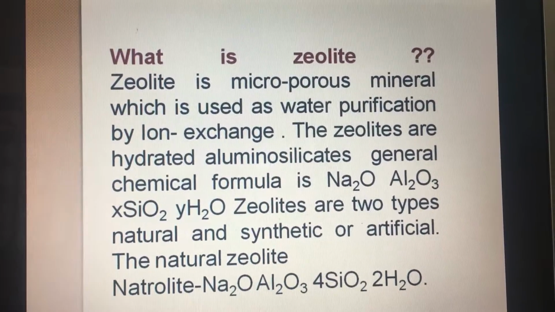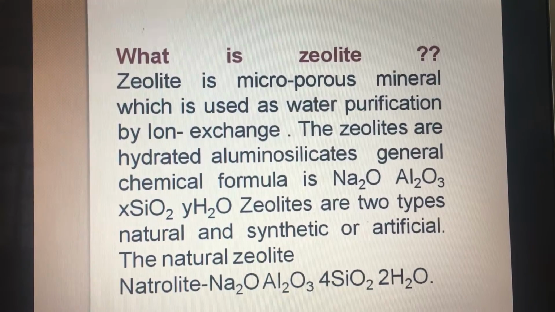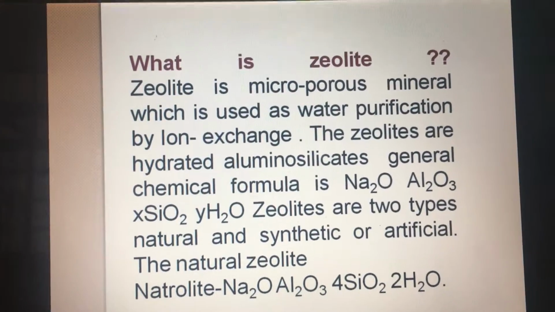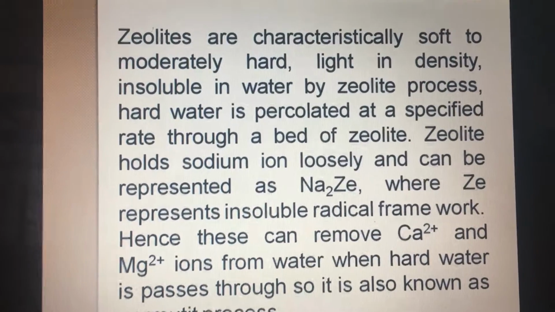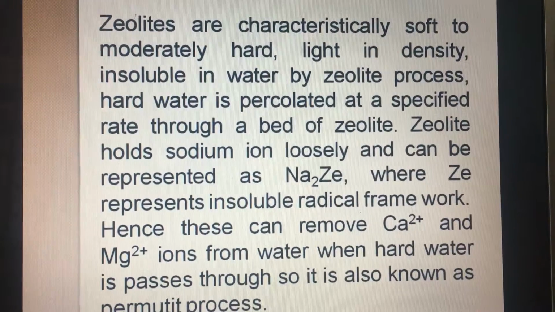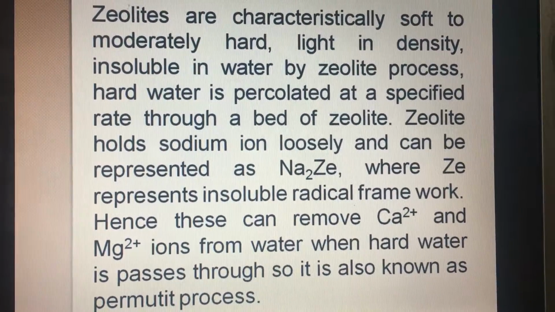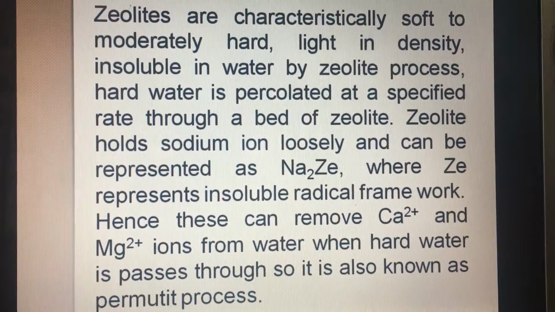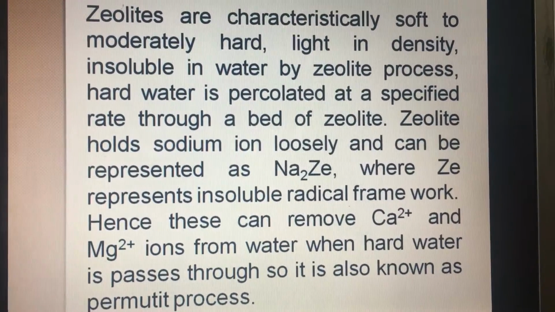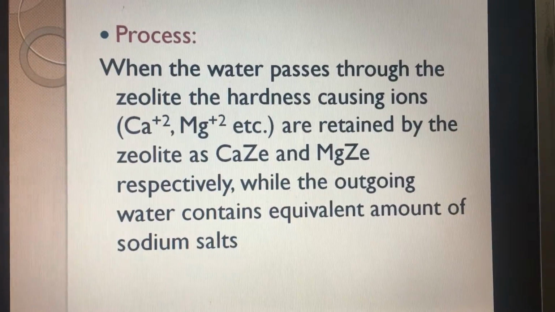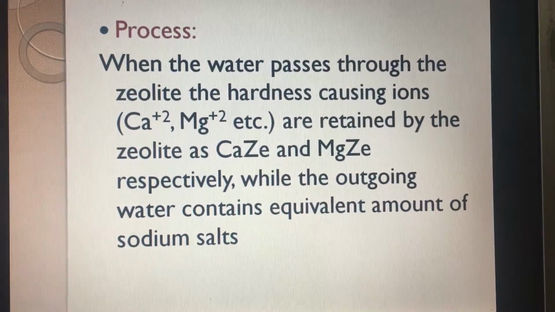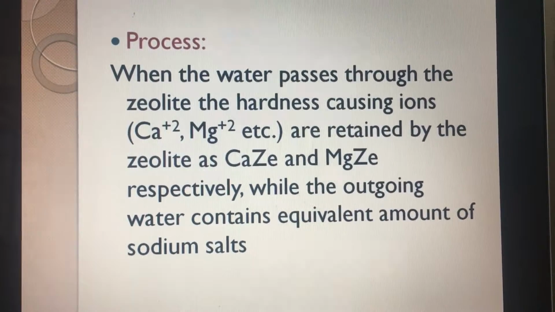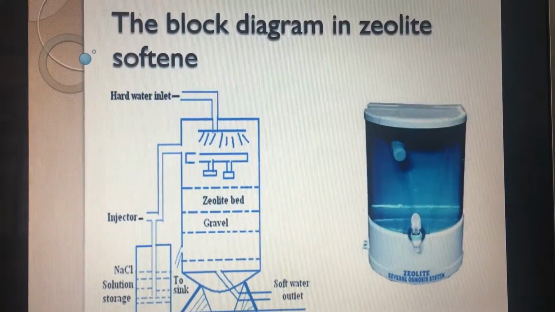Here the natural zeolites are of two types, and natrolite is the best example. Zeolites are characteristically soft and moderately hard, and the sodium can be easily exchanged with calcium and magnesium ions. In the process, we exchange the calcium and magnesium ions while the water passes through the bed.